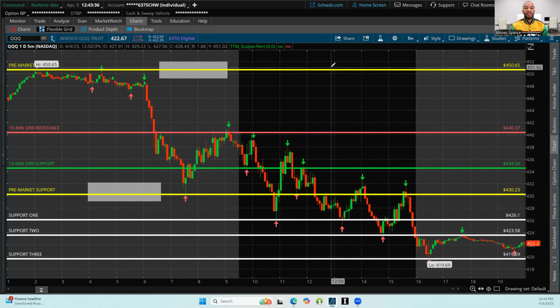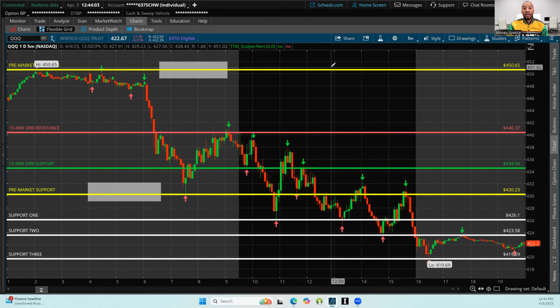Now, in some cases, it's always best to wait the first 15 minutes of the trading day if you're not an advanced trader like myself. I'll usually trade the first 15 minutes of the trading session. But in this case, we're going to focus on the 15-minute ORB support and resistance levels. So you want to wait for the first 15-minute candle to close to create those levels.